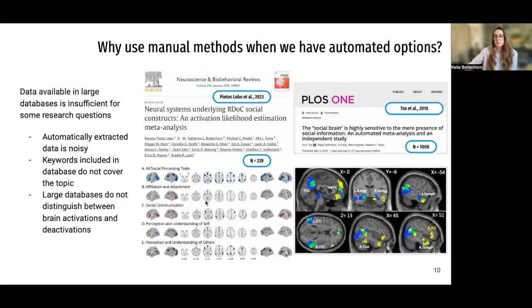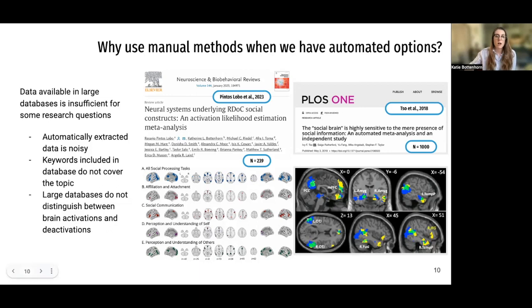On the other hand, this automated meta-analysis looked broadly at social cognition. You can see those meta-analytic results in yellow, and they combined that with data from a functional MRI task that was looking at social cognition, shown here in blue, and you can see the overlap in green. So same construct, different questions, different methods.